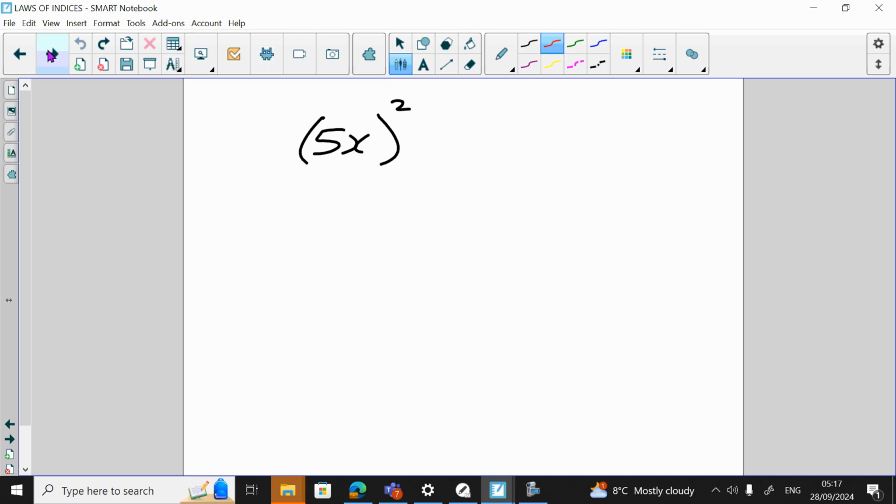Right, okay. Let's go for some examples here. 5x all squared. So it looks like the power 2 is going to affect both of these. So 5 squared times x squared. 5 squared we can deal with, 5 times 5 is 25, and x squared we can't do anything with. That's your answer.